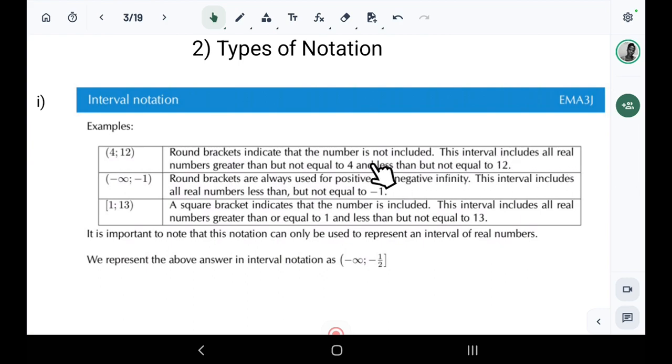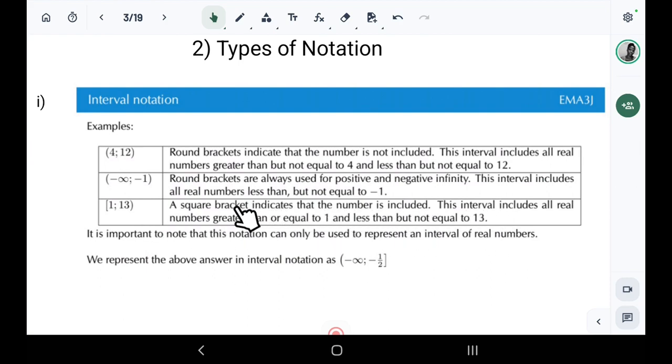The interval includes all real numbers greater than but not equal to 4, and less than but not equal to 12. If you have a square bracket, like I've already mentioned, that number is included. For example, you have a square bracket in front of 1 and a round bracket after 13, separated by a semicolon. That means your 1 is also included in the valid solutions for that inequality, but 13 is not. Everything in between the two is also included, and this is how you interpret that. The interval includes all real numbers greater than or equal to 1 and less than but not equal to 13. That's how you interpret it.